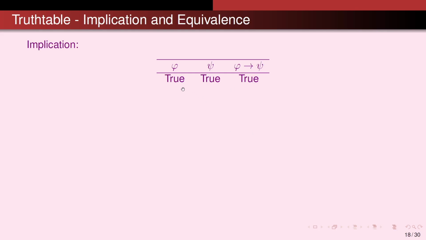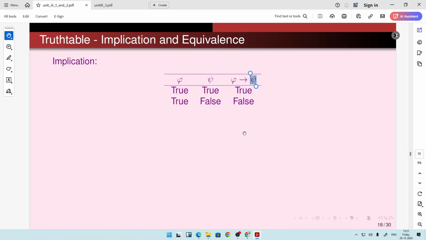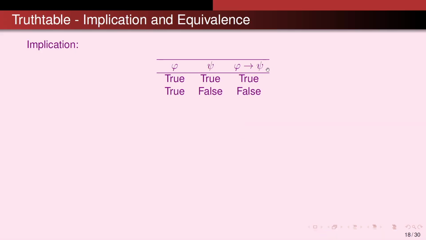the first case, when both propositions are true, the implication is going to be true. When phi is true and psi is false, we call the first one the antecedent and the second part, the psi, the consequent. So, if there is something, then that is the part behind it. So, this part, this psi, is the consequent. Now, when phi is false and psi is true, it is going to be true.